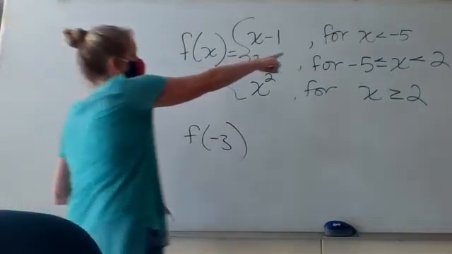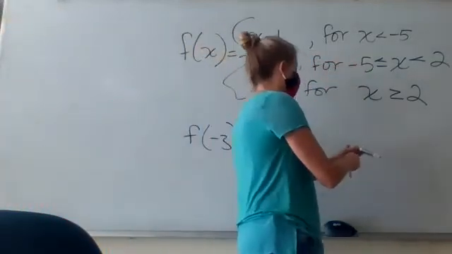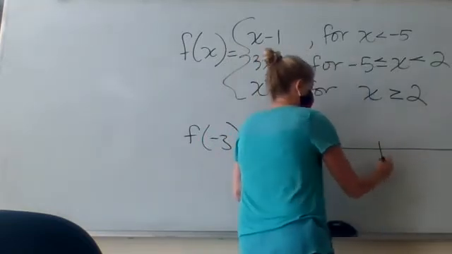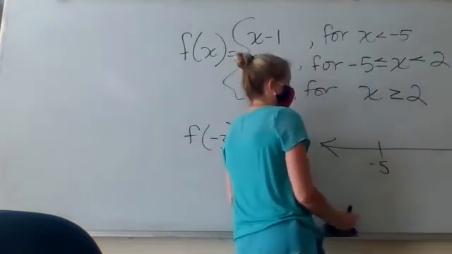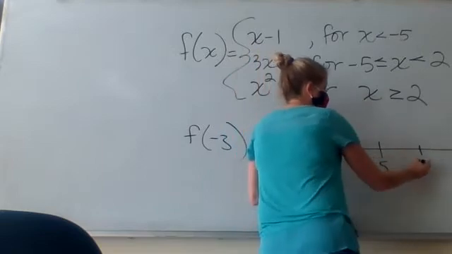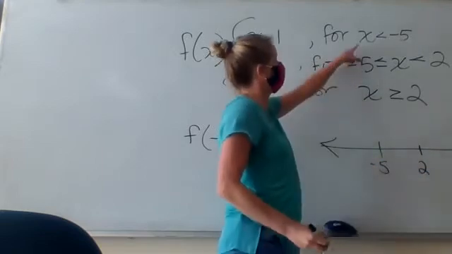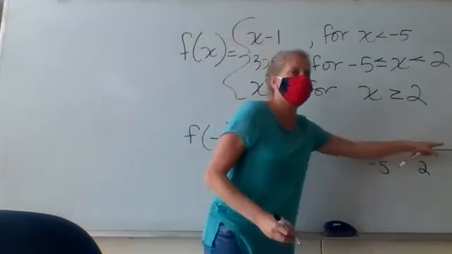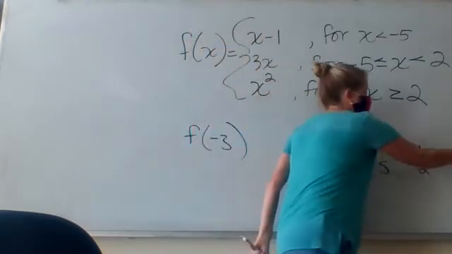So let's see, is that less than negative 5? Be careful with that. Let's look at where these numbers are on the number line. Negative 5 would be here. The other number that's represented is 2. So there's 3 parts of the number line represented here. Think about it as your x-axis.